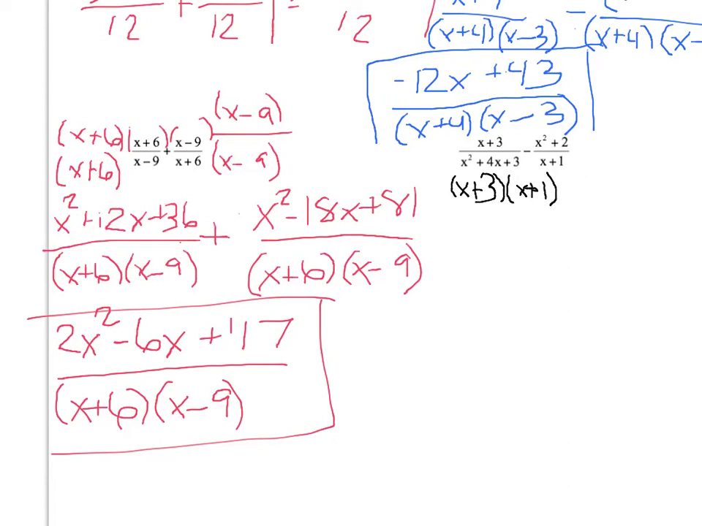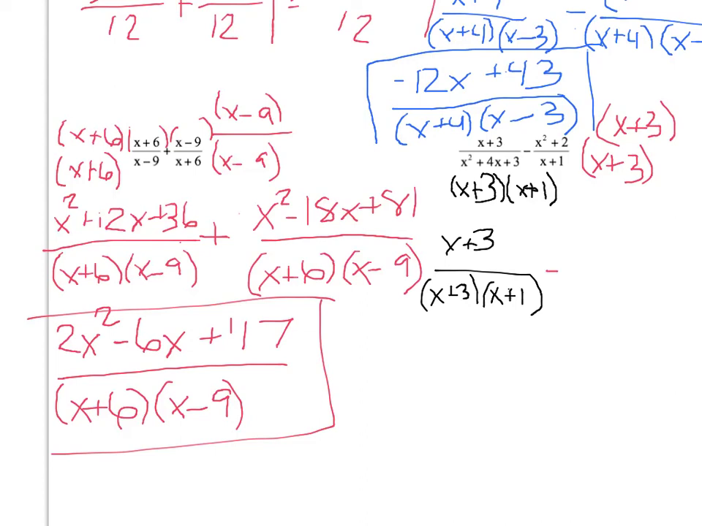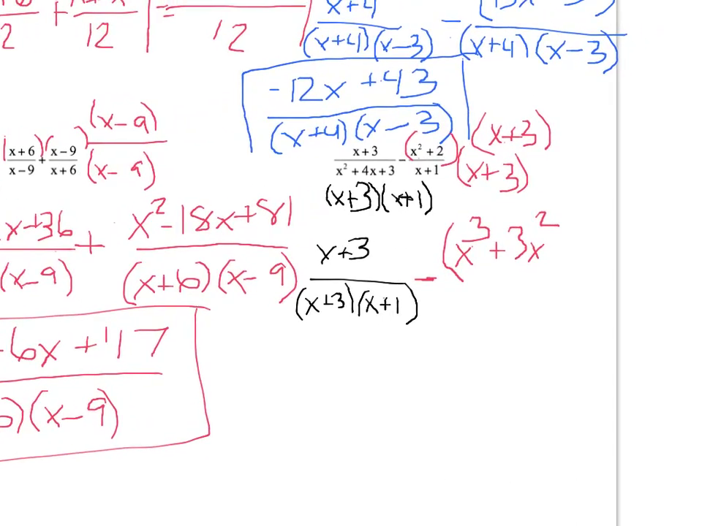Now the first one has it all, so you're just going to rewrite that whole thing. You have your x plus 3 over x plus 3 times x plus 1. Now your second one is missing an x plus 3, so let's multiply it by x plus 3, both numerator and denominator. It's a minus in between, so I will use parentheses here. x squared is FOIL. x squared times x is x cubed. x squared times 3 is 3x squared. And then we have 2 times x is 2x. And 2 times 3 is 6. All over my denominator.